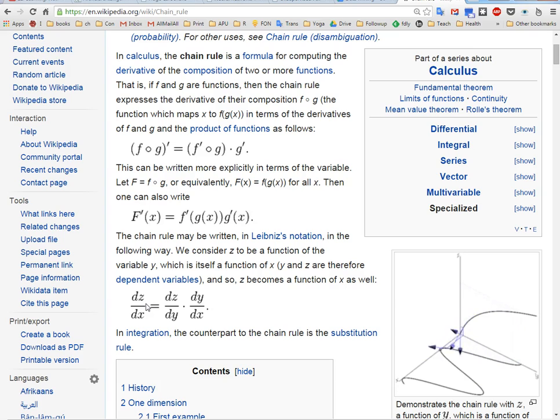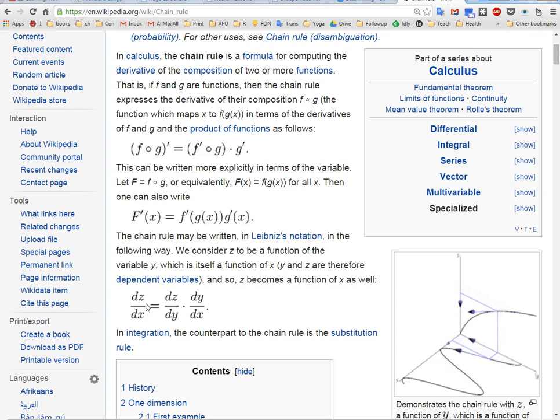But anyway, we said that z depends on y, right? So it makes sense to ask this: the derivative of z with respect to y. And we said that y depends on x. So it makes sense to ask dy/dx. Okay, so both of these make sense. And so the answer to this one is the product of these two. And that's called the chain rule.